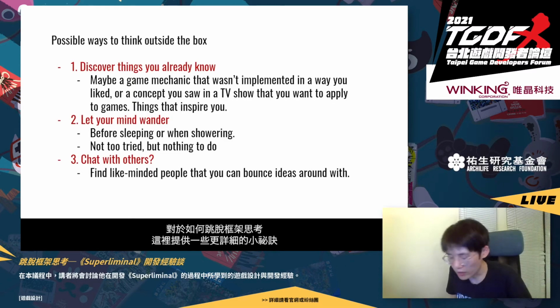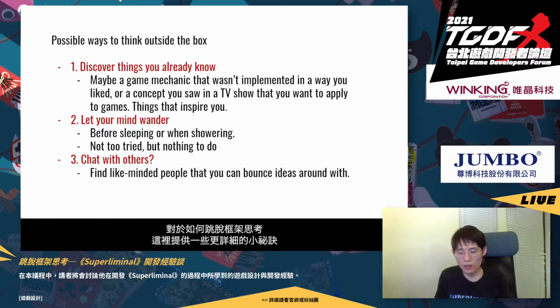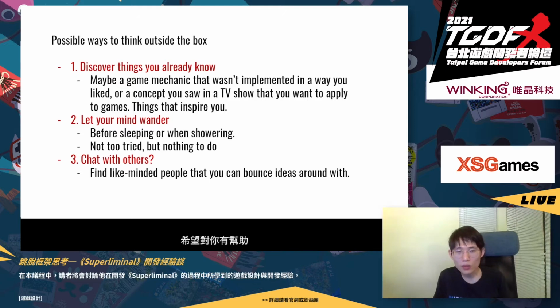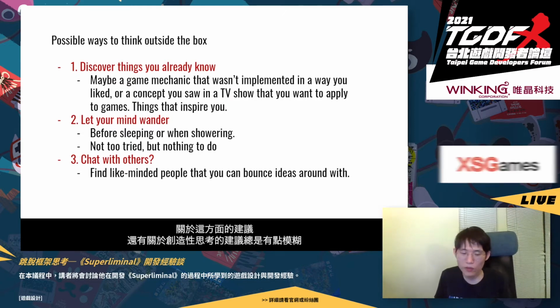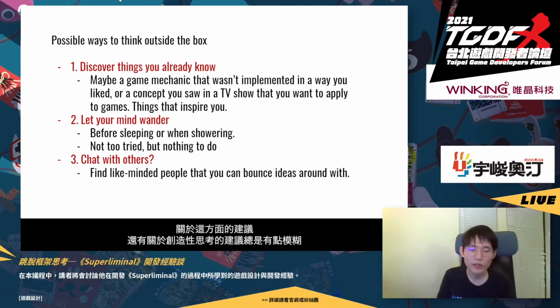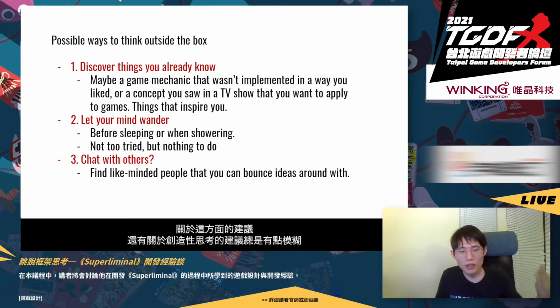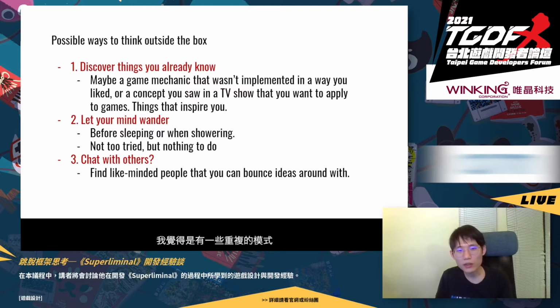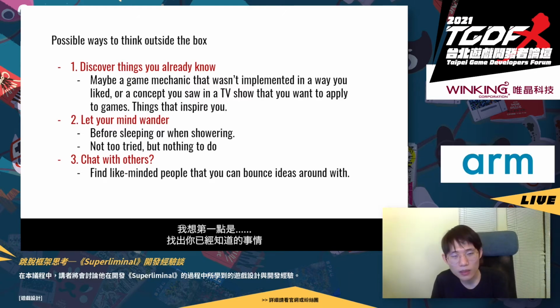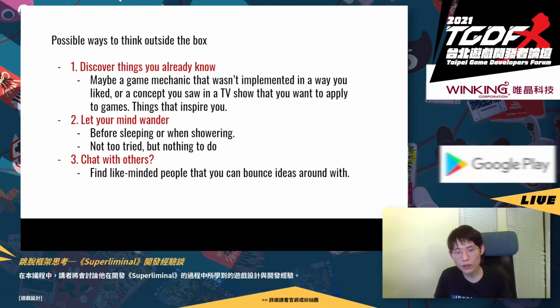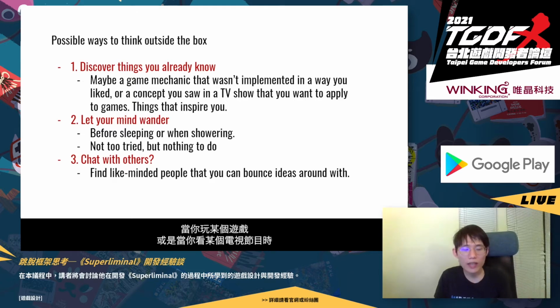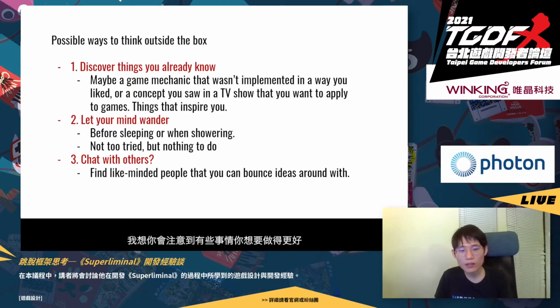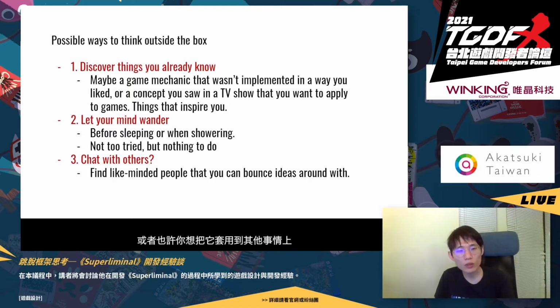So, here are some more detailed tips on how to think outside the box, to help you do that. Advice on creative thinking is always a little bit vague. But if you look at a lot of stuff, I feel like there are some repeated patterns, right? I think one of them is, discover things that you already know. So when you're playing a game or you're watching a TV show, I think there are things that you'll notice that you maybe want to be better, or maybe you want to apply to something else.